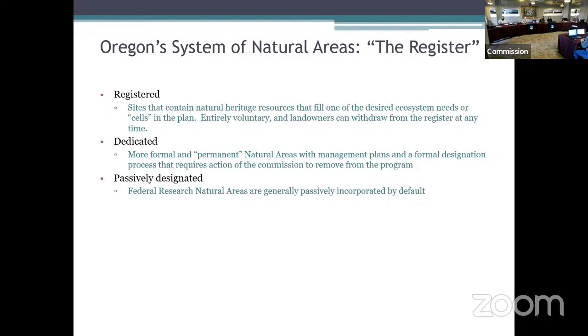And then passively designated sites are mostly Forest Service and BLM research natural areas. So those are just incorporated by default, as are certain landowners' lands, like Nature Conservancy preserves, the Wetlands Conservancy, and a couple of other NGOs. However, a lot of those private landowners and NGOs will still opt to register their properties through the petition process so that they can receive the tax benefits for them.